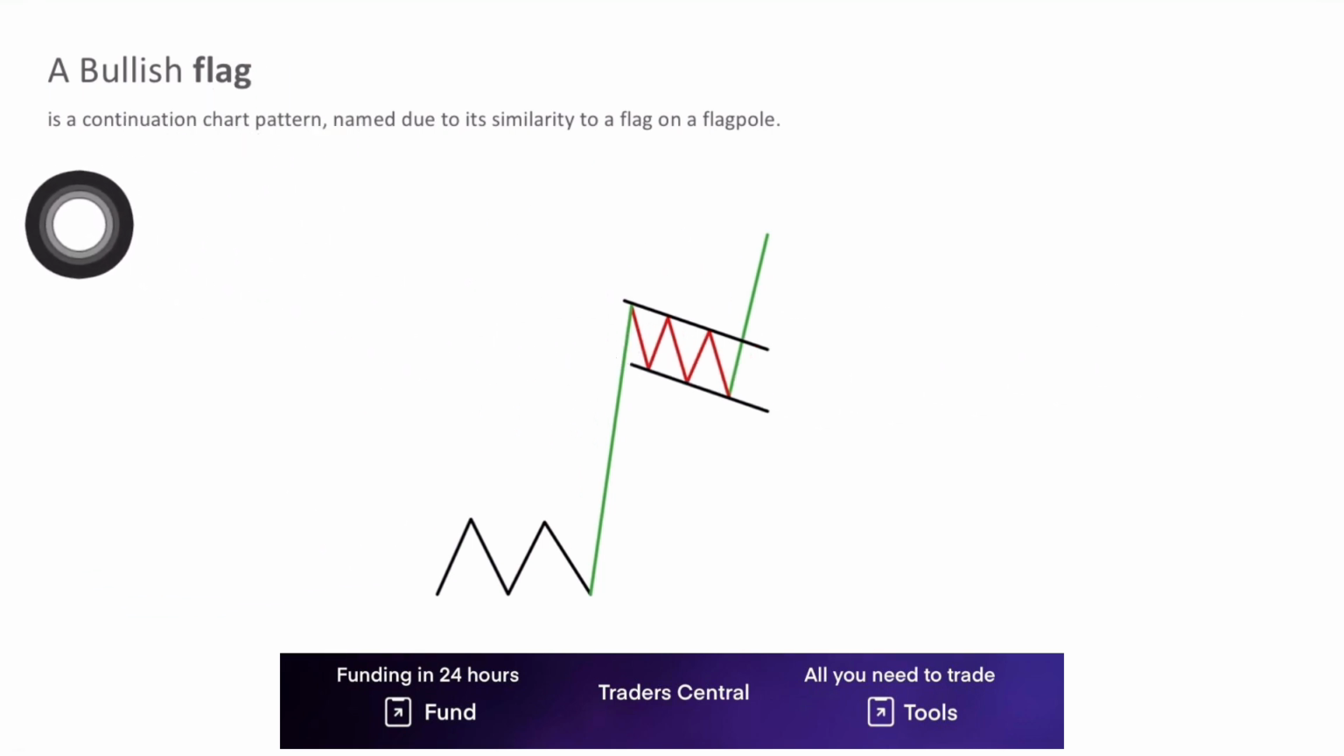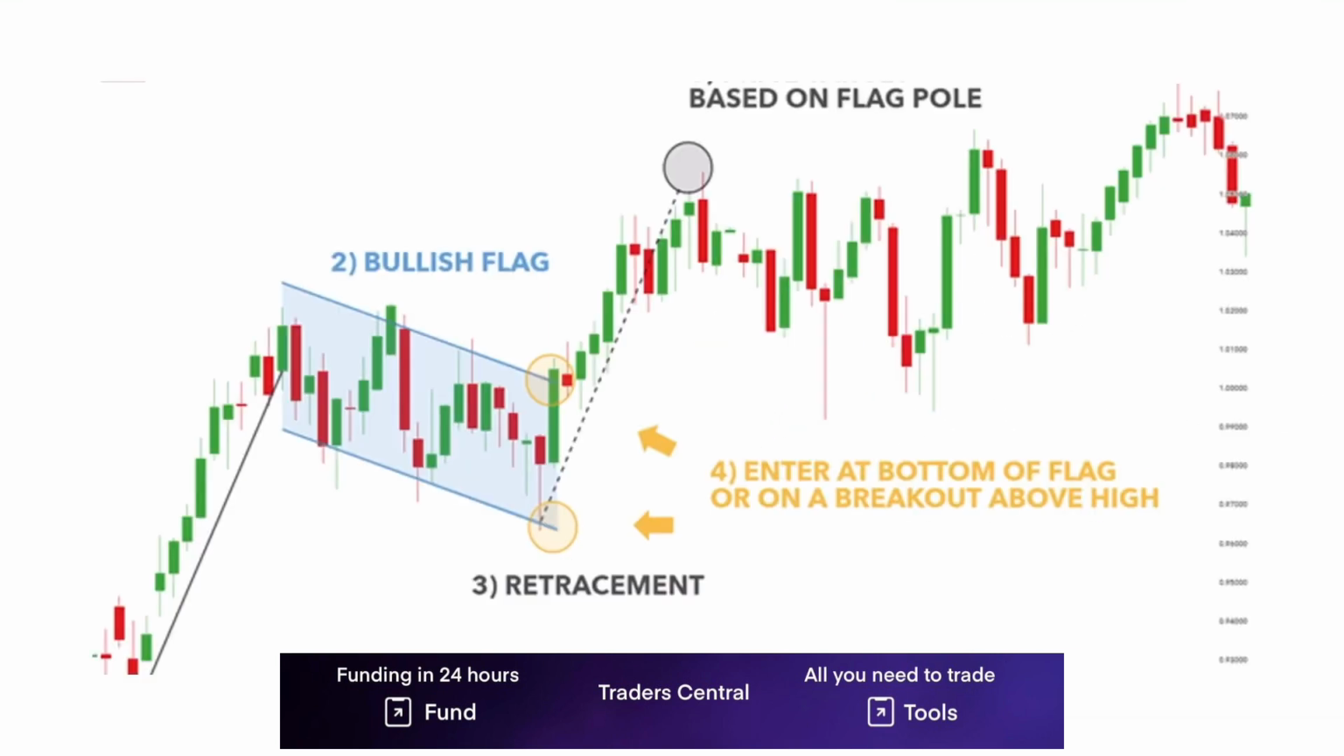A bullish flag is a continuation chart pattern named due to its similarity to a flag on a flagpole. As you can see, this market must have been in an extreme uptrend, then it corrects or retraces for another upward move. So the market must have been in an uptrend like this and gives us this zigzag. Then after that, when we draw out our trend lines, the lows and highs, we just wait for the market to break out. So this is how it looks.